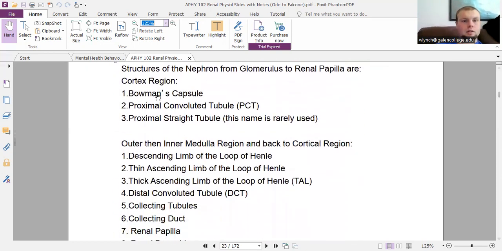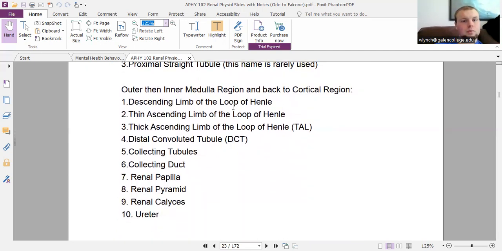All right, so our major structures: Bowman's capsule, proximal convoluted tubule, proximal straight tubule. Those are the major structures of the cortex. Major structures of the medulla: the descending limb of the loop of Henle, the thin ascending and thick ascending limbs of the loop of Henle, distal convoluted tubule, collecting tubules, collecting ducts. Then we get out of the pyramids of the medulla, and we go into the calyces through the renal papilla. And those dump down into the renal pyramids, which turn into the renal pelvis and the ureters.